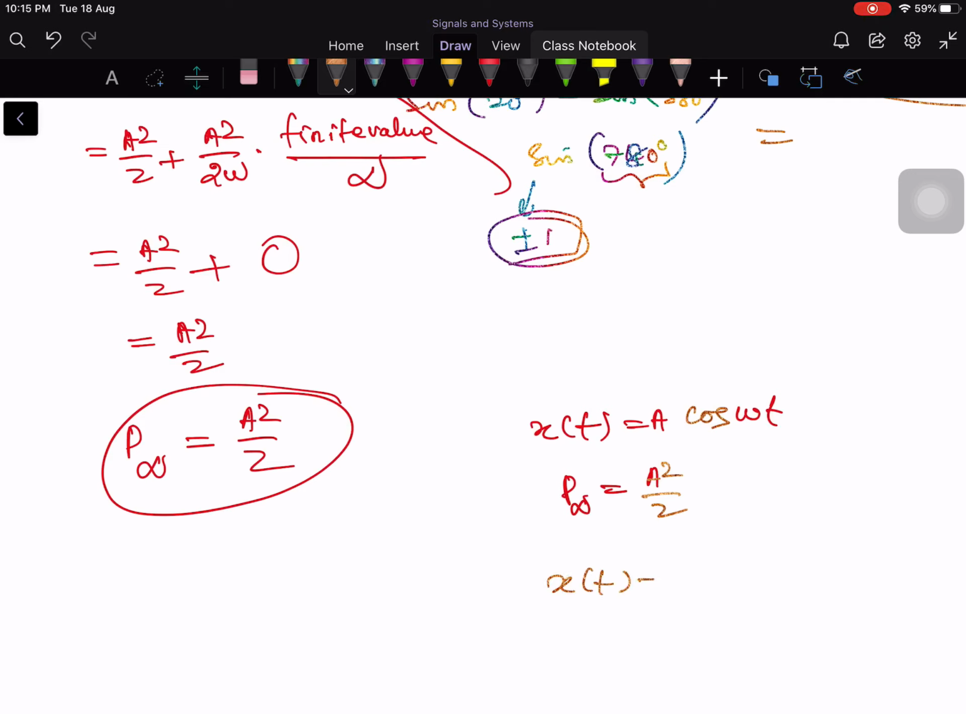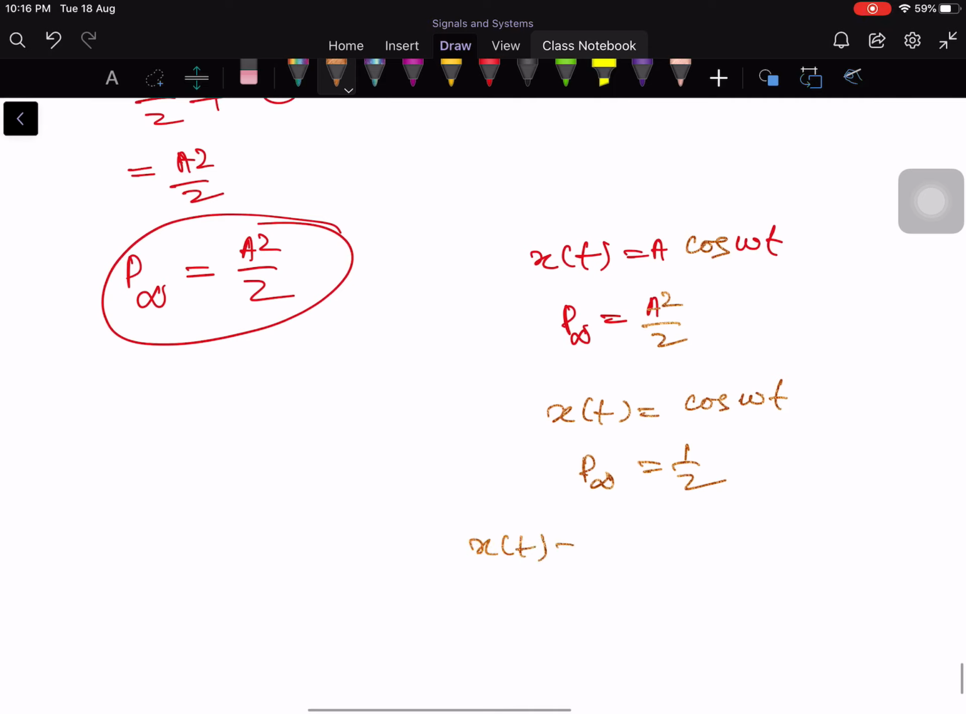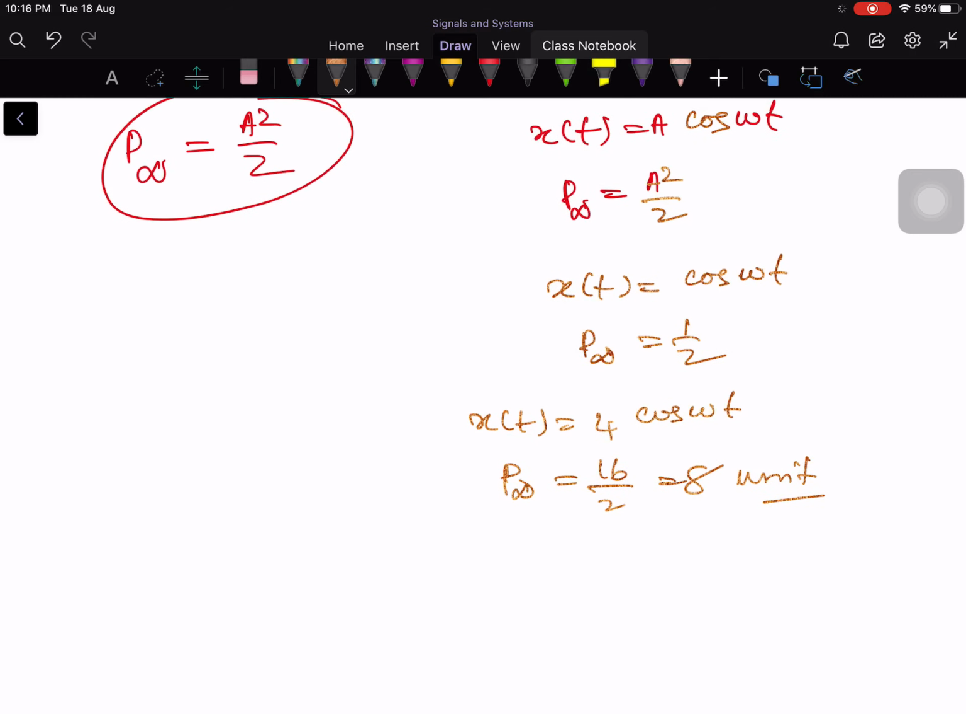If we have x of t equal to cos omega t, where a equal to 1 in this case, then p infinity equals 1 half. If x of t is equal to 4 times cos omega t, then p infinity is equal to 4 square, 16 over 2, which is 8. Don't forget to put the unit, okay? Unit you should write. Suppose x of t is equal to 2 times cos t, where omega equal to 1 in this case, then also it is 2 square, that is 4 by 2, which is 2.